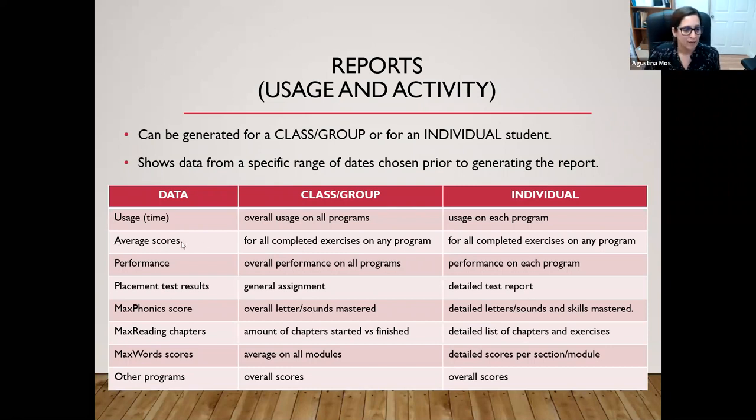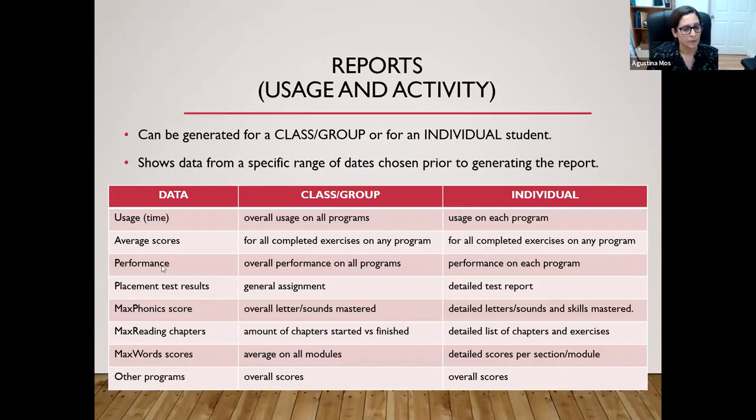Then we have the average scores. The average scores that you'll see on the class reports are going to be for all of the completed exercises on any of the programs that the students have access to. And for the individual level of report, you're going to see the same thing. All the completed exercises on any of the programs that the student is using. Emphasis on the completed. Only finished exercises will be taken into account for the scores.